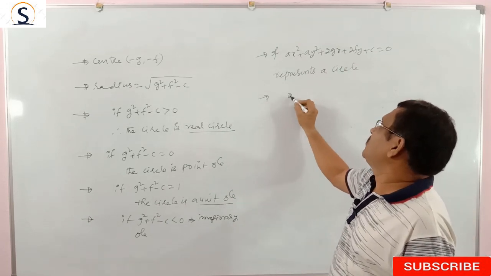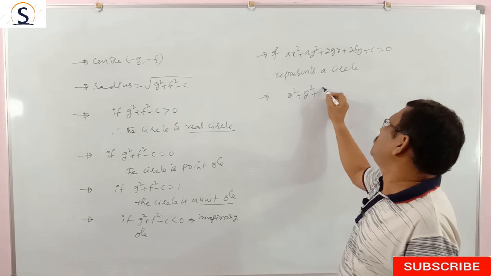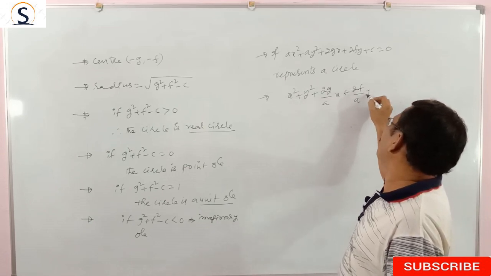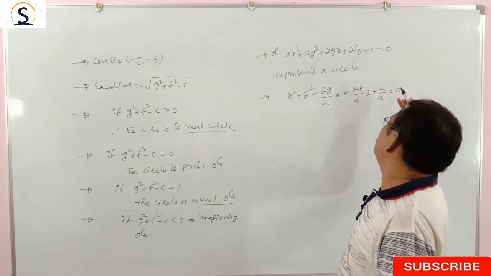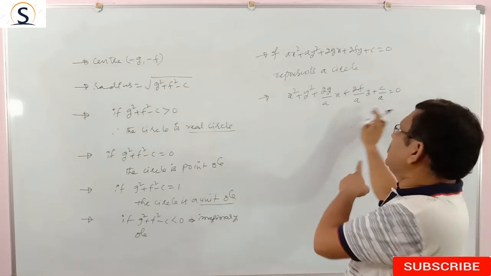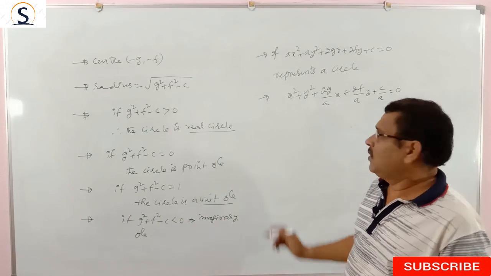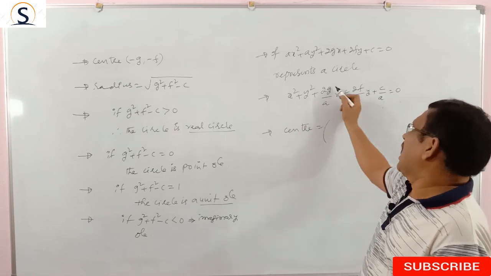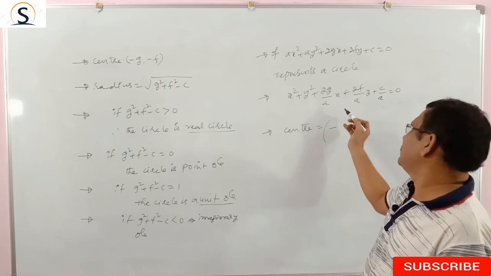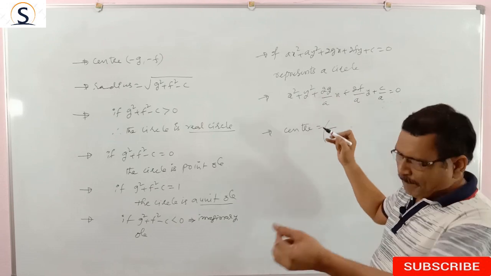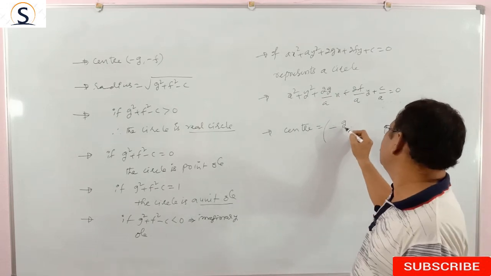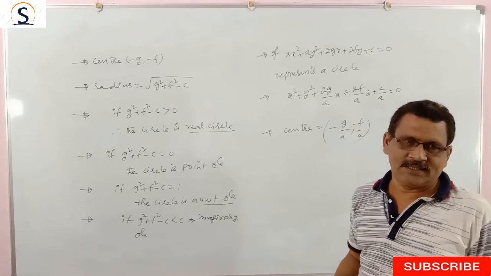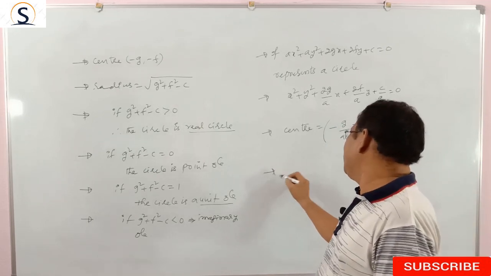That is x square plus y square plus 2g by a x plus 2f by a y plus c by a is equal to 0. Now this is again in general form. What about the center? Center is equal to half of this, take the opposite sign. Half means 2g by a by 2, the 2 cancels, it is g by a. Similarly, minus f by a. This is the center. And the radius.